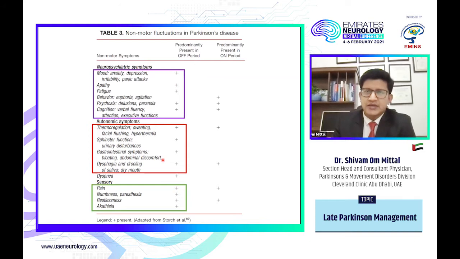Pain is the other symptom which responds quite well if it's related to Parkinson's disease condition. An easy way to say the pain is because of Parkinson's or some other cause is looking at the response with the levodopa medication.